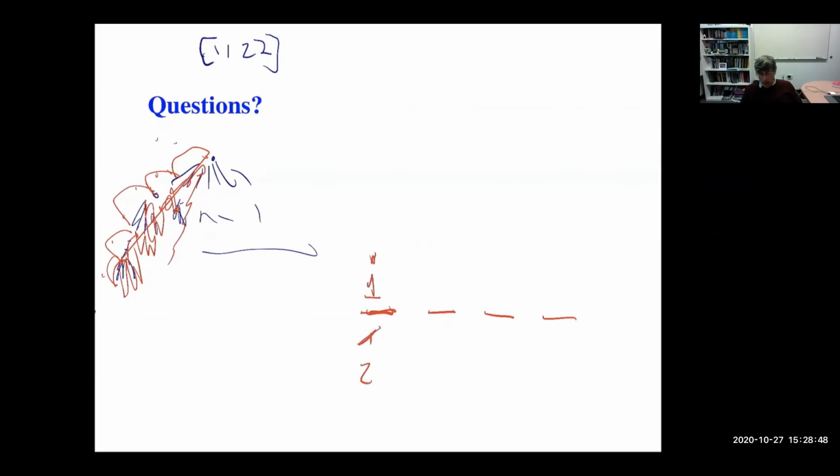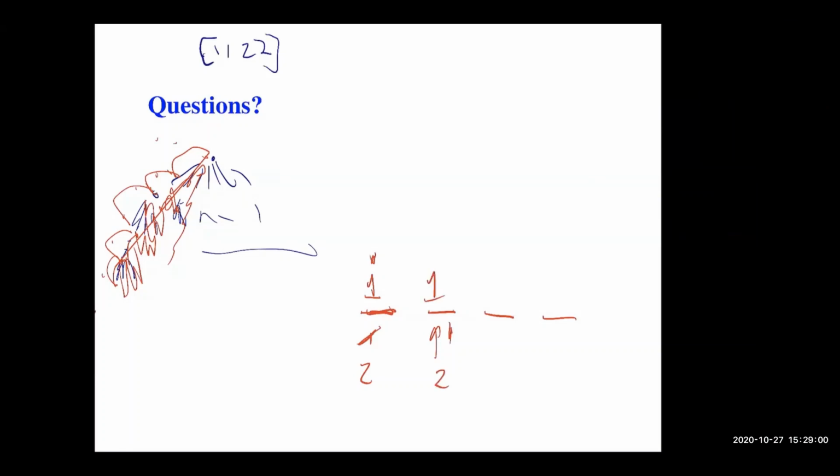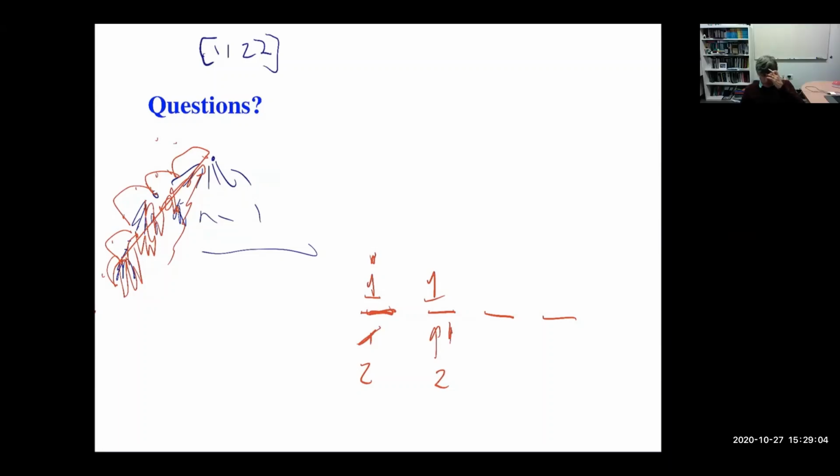What do I do now? What are my candidates for the next spot? 1 or a 2. I want people screaming. What are my candidates for the next spot? 2. I don't have 1 as a candidate anymore because I've used them. I have two 2s left and one 1. I can put in a 2. And then I put in a 2 and I'm done. I printed out 1 1 1 2. 1 1 2 2.